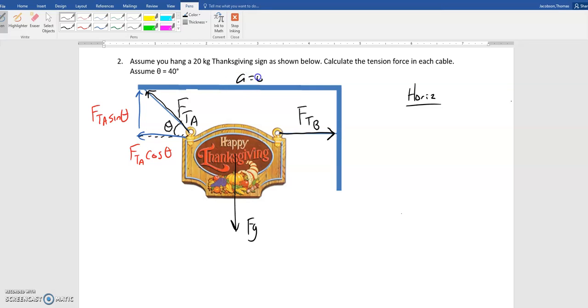The acceleration everywhere is 0. And we start off with F net equals m times a. So vertically, I see my vertical forces as FTA sine, oh sorry, I'm doing horizontal, I should say. So my horizontal forces are going to be FTA cosine theta and FTB. I'll make FTB positive because I get to choose. FTA cosine theta points the opposite way, so I subtract it, and my acceleration is 0.